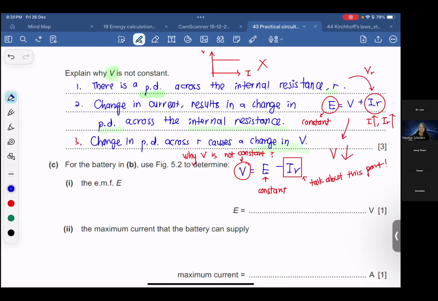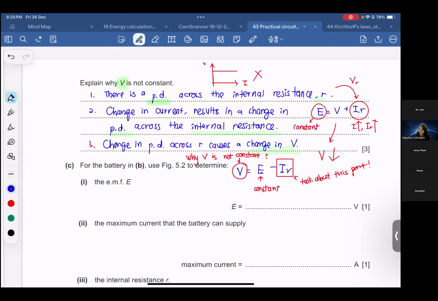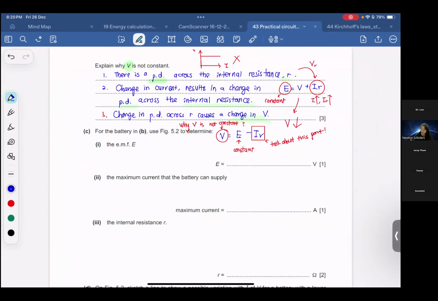Vashini, correct. Manjo, Manjo. Fatima, no. How did you get this answer? From Figure 5.2, determine the EMF. EMF is when current is zero. What is your voltage? That is your EMF.